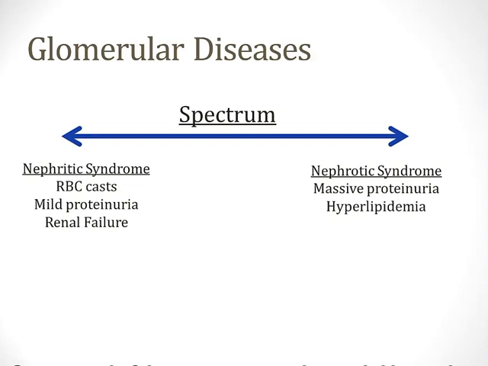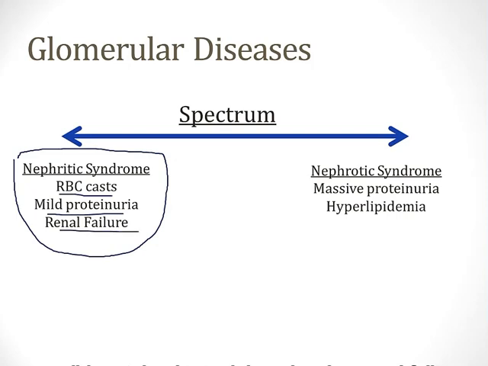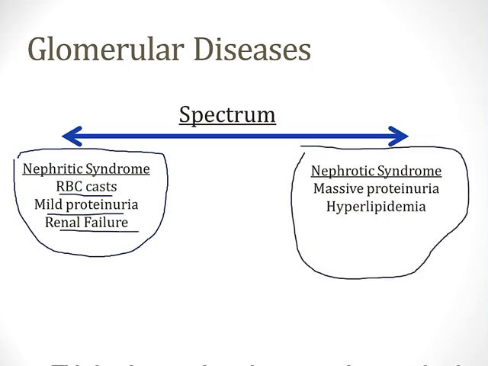On one end of the spectrum are the nephritic syndromes, and these are glomerular diseases where patients get red blood cell casts in the urine, mild proteinuria, and they develop renal failure. On the other end of the spectrum is the nephrotic syndrome. This is where patients have massive proteinuria and hyperlipidemia. We're going to talk about more of these in detail.